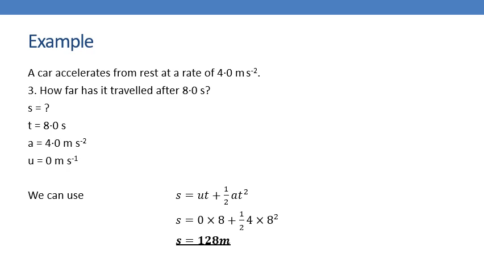How far might it have travelled after a certain time? Then list out our quantities. s is what we're after, t is the time, a is 4, u is 0. We can use s equals ut plus half at squared and solve.